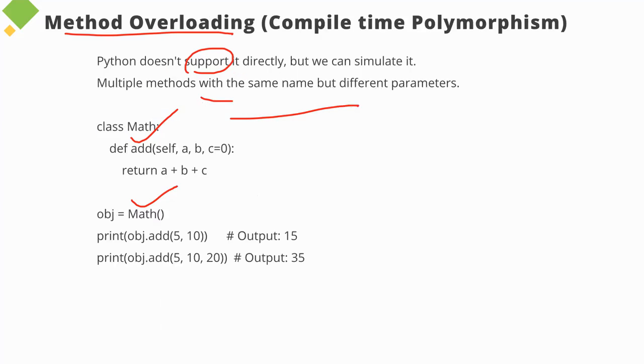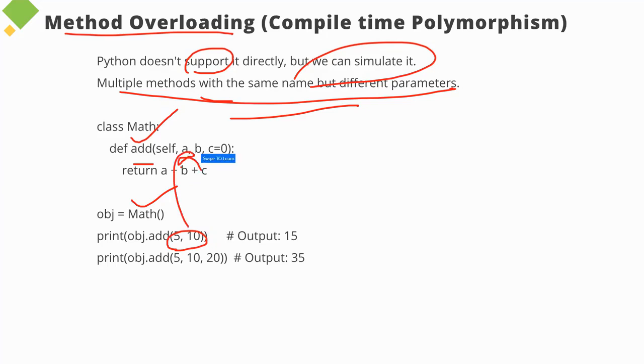Method overloading is not directly supported, but we can simulate it with multiple methods with the same name but different parameters. As I told, add self, a comma b comma c. If you give two parameters, it prints a comma b and takes c as default. If you give three parameters, then it takes a comma b comma c, and c will be assigned as 20. So this is how it is executed.